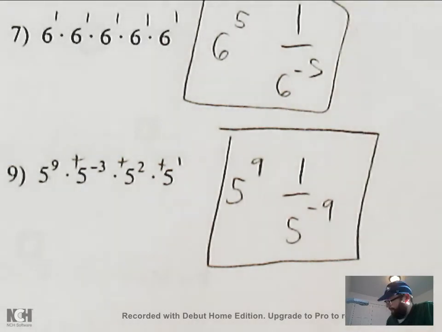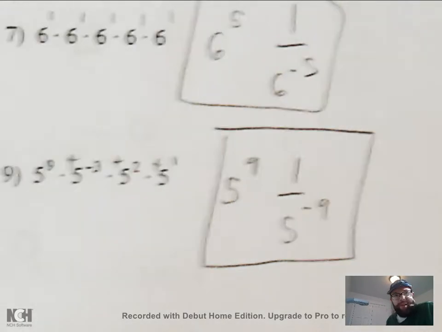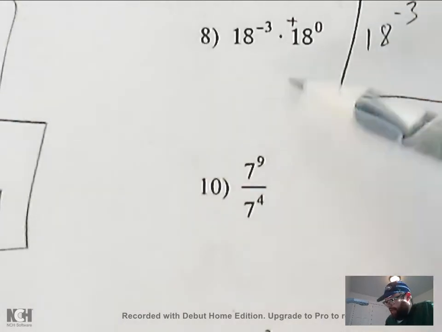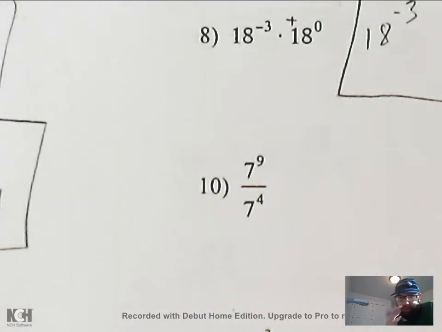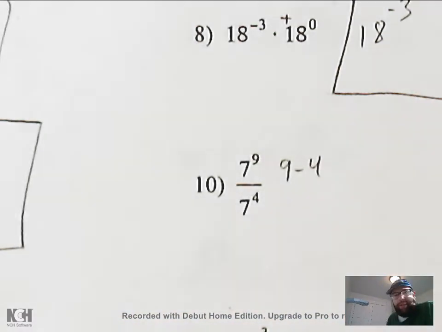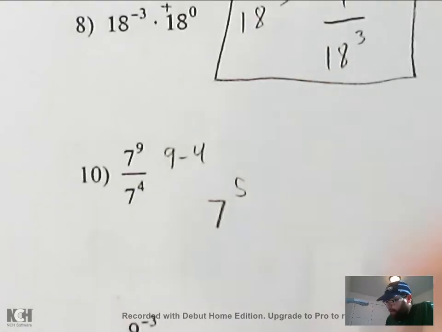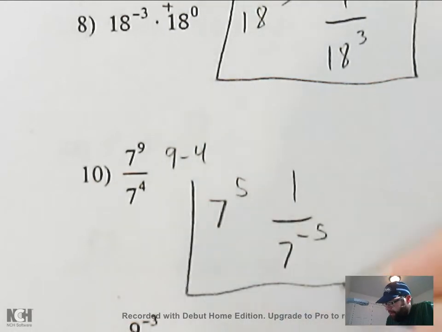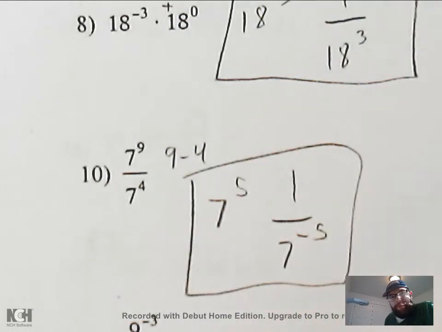Voila. Okay, then we have some numbers that are dividing. So again, if they're dividing, you just subtract, top minus bottom. It would be like 9 minus 4, which is 5. So when we do this, the first number is just going to be my upstairs number, so 7 to the 5th. And then I would move it downstairs, and it would be 1 over 7 to the negative 5th. And that would be your 2 answers.